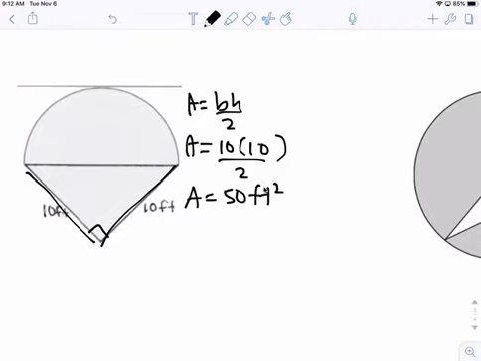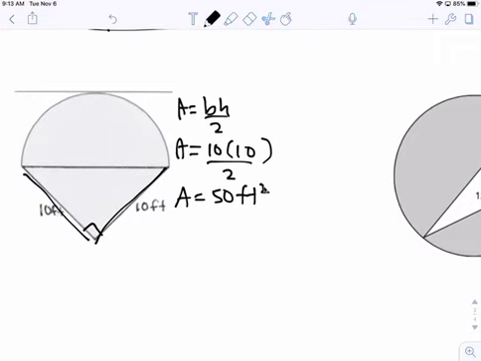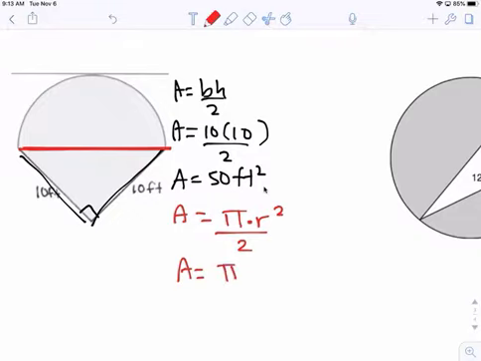Okay, and then half a circle. Area of a half circle: a full circle is pi times radius squared, and because it's half, divided by 2. Well, we don't have the radius. We don't even have a diameter. We can use pi here instead of 3.14, times the radius. We need to find the radius here, using a squared plus b squared equals c squared. We need to find the diameter.